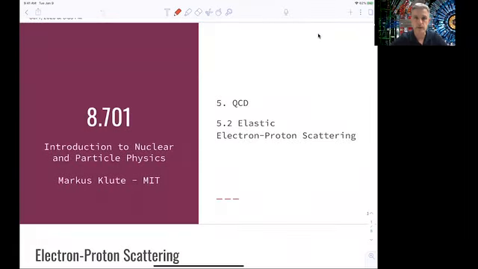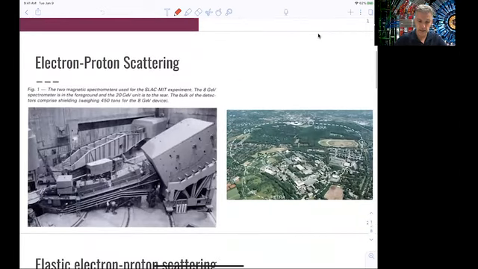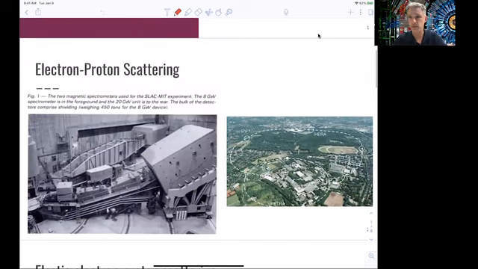Welcome back to 8701. Our second part of the chapter on QCD is on elastic electron-proton scattering. Elastic electron-proton scattering in general has a long history going back into the 1960s. Very famous examples are the MIT-SLAC experiment, which led to the Nobel Prize in Physics for Jerome Friedman, Henry Kendall, and Richard Taylor.